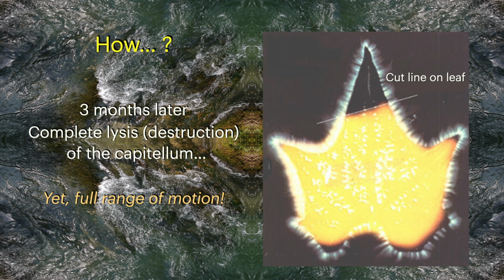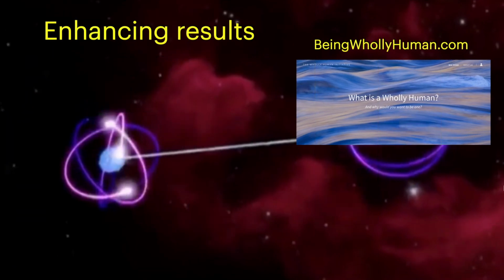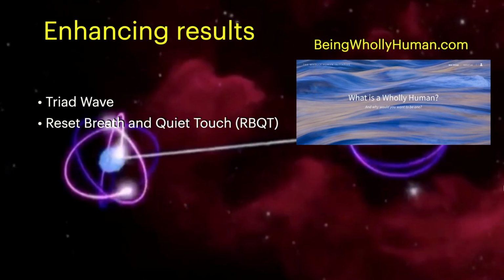So if we're treating a back with an injury, then with the right energy and information, the body is able to move it back into its correct energetic form. This is what happens naturally, but with our equipment, we know it can happen much more quickly. We can enhance the results by using the reset breath and quiet touch, and we usually use that with something called the Triad wave from Brenda Williams.